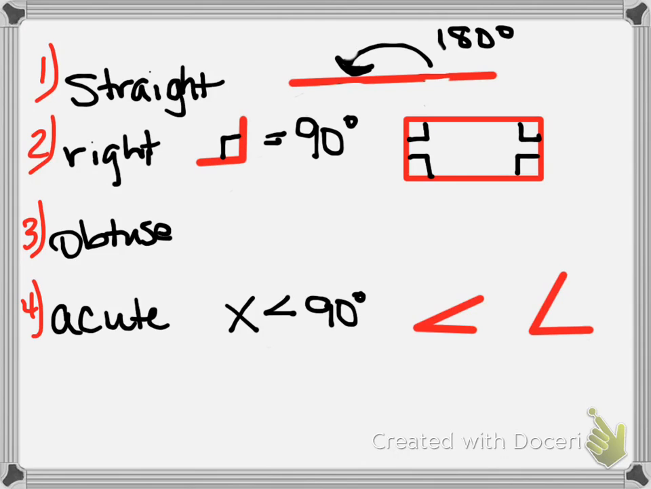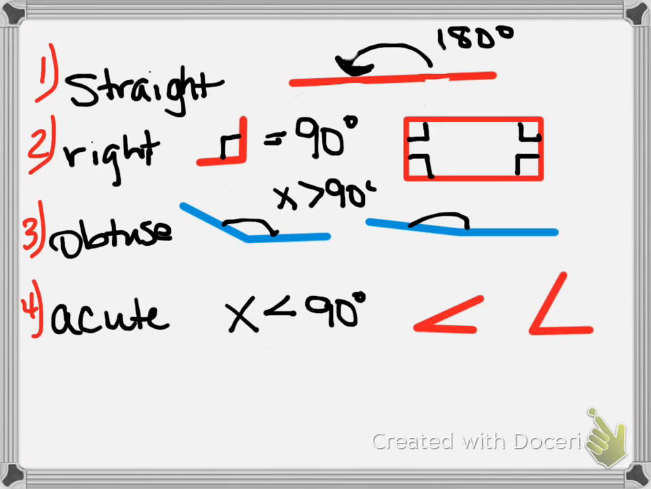So then if you think about obtuse, something obtuse is something that obstructs, right? That would be a big angle. Not quite 180, but definitely bigger than 90. So this is when x is greater than 90 degrees. So you need to know those. And you need to be able to look at a picture and classify those.